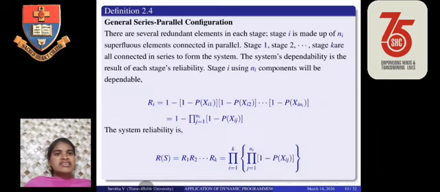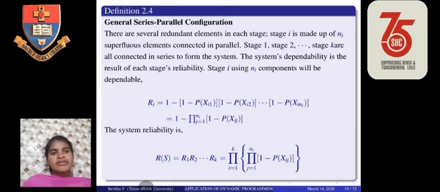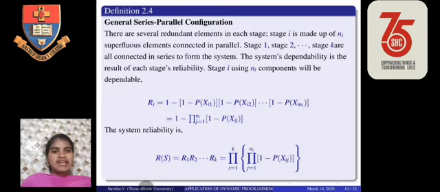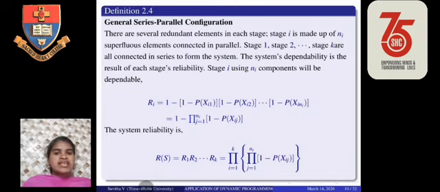Series parallel configuration. There are several redundant elements in each stage. Stage 1 is made up of n1 superfluous elements connected in parallel. Stage 1, stage 2 up to stage k are all connected in series to form the system. The stage reliability is given by Ri equals 1 minus the product over j equals 1 to ni of 1 minus p of xij. The system reliability is given by the equation R of s equals R1, R2 up to Rk, that is the product over i equals 1 to k of the product over j equals 1 to ni of 1 minus p of xij.